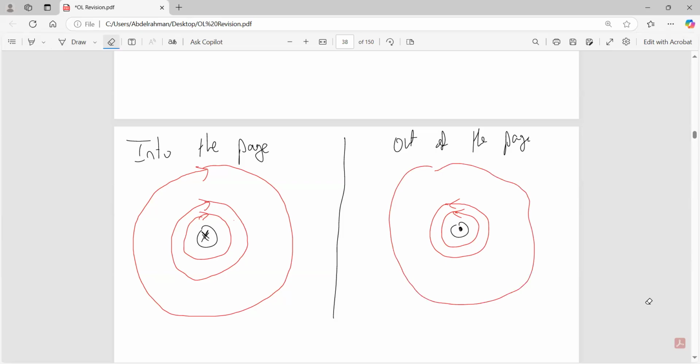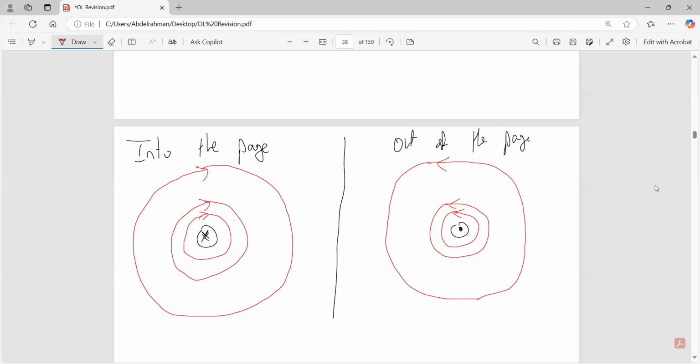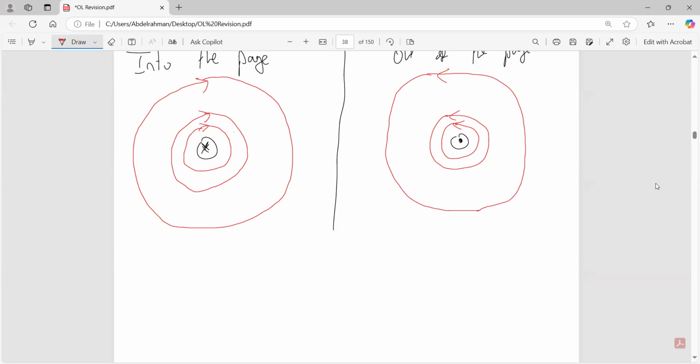Definitely, this is not a circle. You should use your compass. Would you lose marks if you do not use your compass? Yes, you will lose marks if you don't use your compass. You have to draw two very close circles and then a further one. This is the direction of the magnetic field if you have current into the page, or the current is moving out of the page. Into and out.